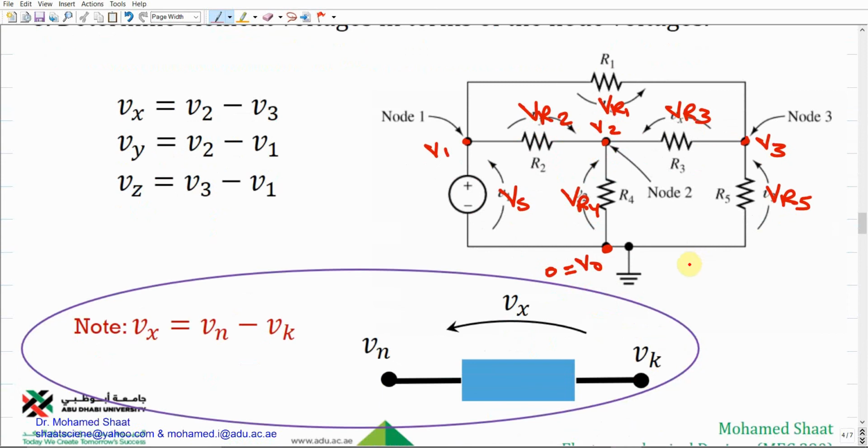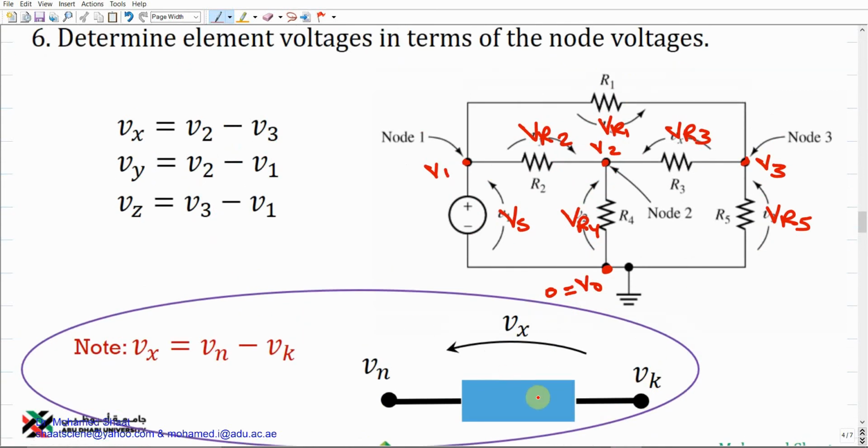It is a very simple step. For example, let us assume that we have any electrical element. This electrical element could be a resistor, capacitor, whatever it is. And we assigned or defined an element voltage, Vx. This is the element voltage.